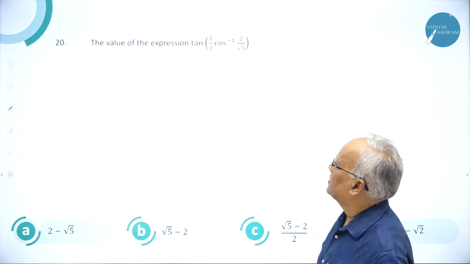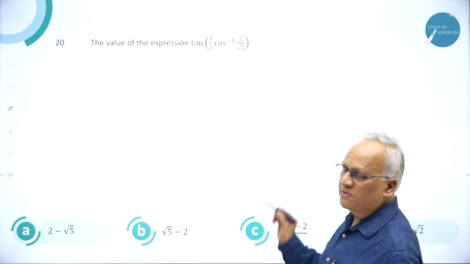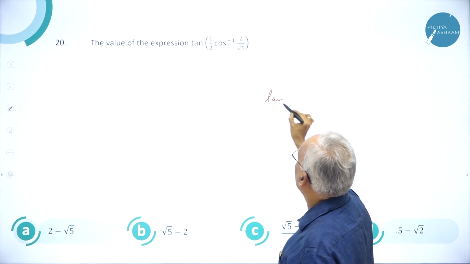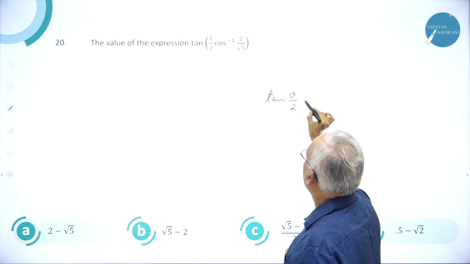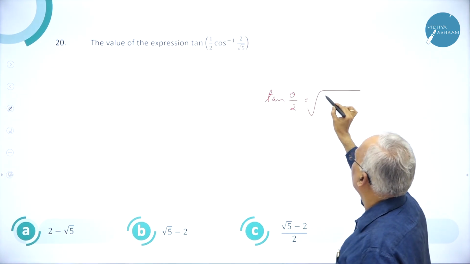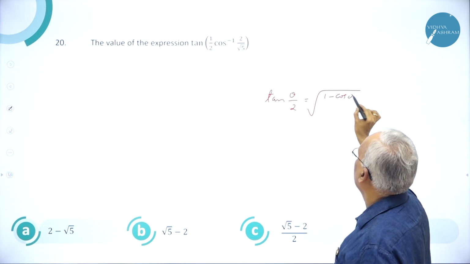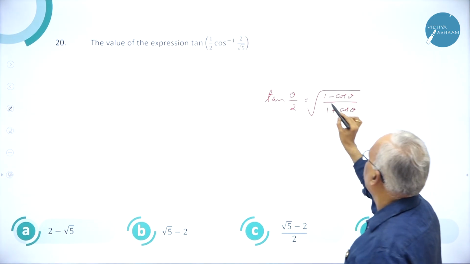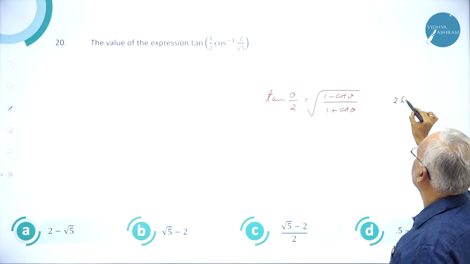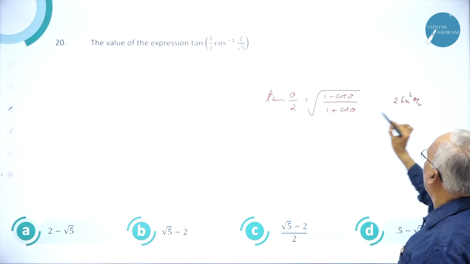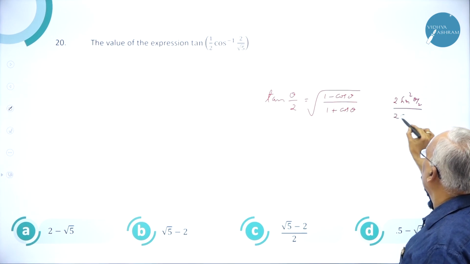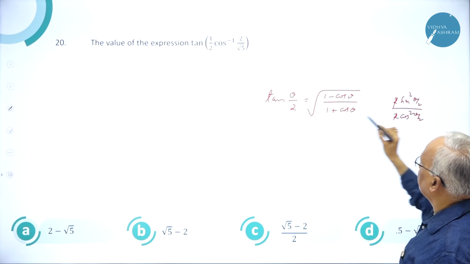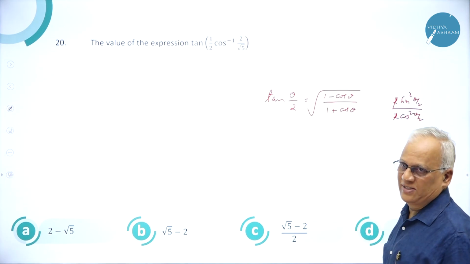Next question. The value of the expression, this is a very, very good question. You have tan theta by 2 is equal to square root of 1 minus cos theta divided by 1 plus cos theta. The standard formula, because 1 minus cos theta is 2 sin squared theta by 2 and 1 plus cos theta is 2 cos squared theta by 2. So 2 cancels, tan squared theta by 2. So tan theta by 2 is root of this.